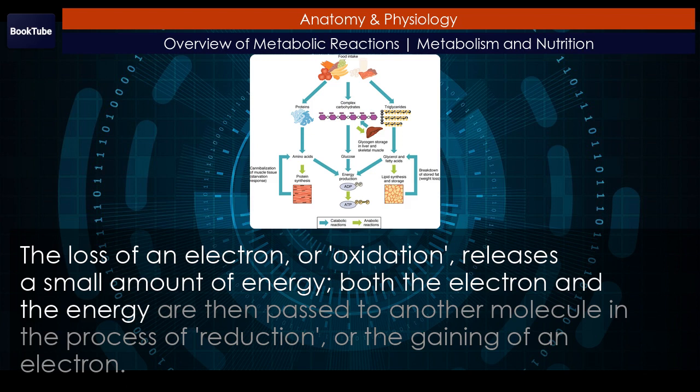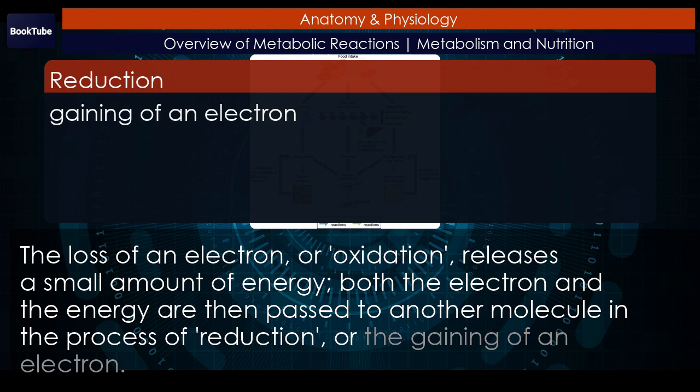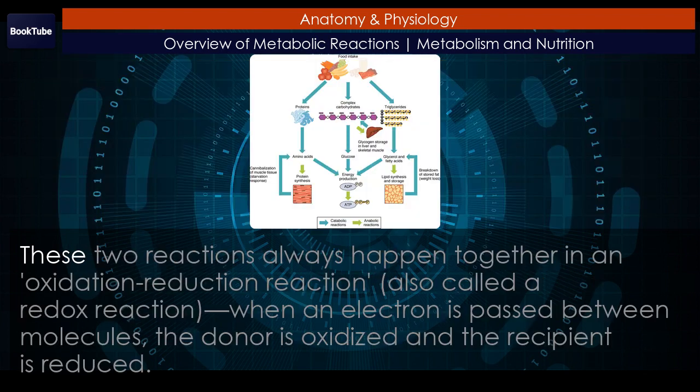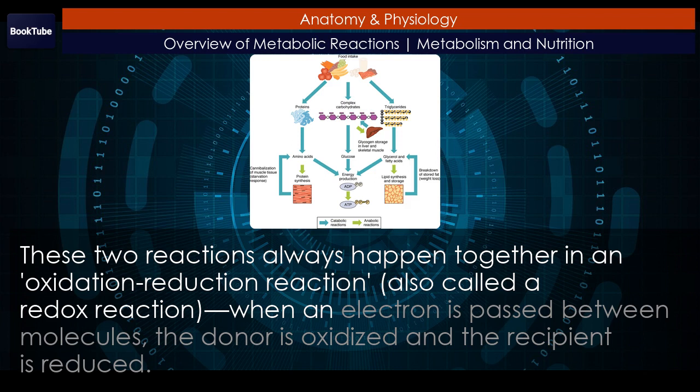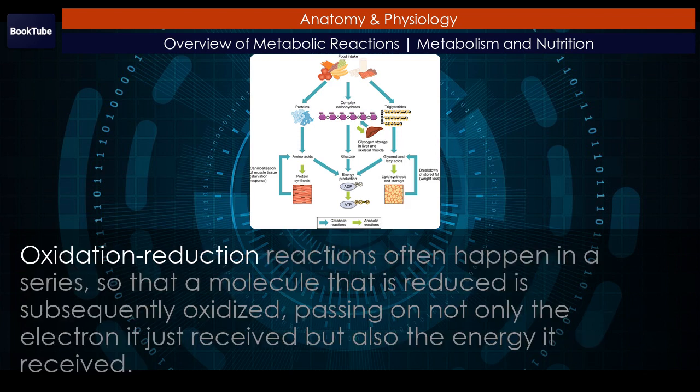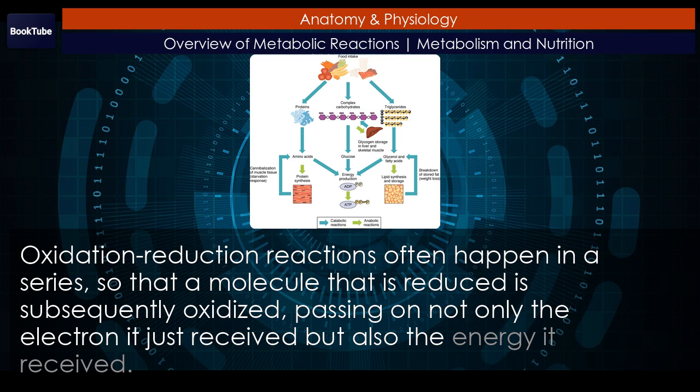Both the electron and the energy are then passed to another molecule in the process of reduction, or the gaining of an electron. These two reactions always happen together in an oxidation-reduction reaction, also called a redox reaction. When an electron is passed between molecules, the donor is oxidized and the recipient is reduced. Oxidation-reduction reactions often happen in a series, so that a molecule that is reduced is subsequently oxidized, passing on not only the electron it just received but also the energy it received.